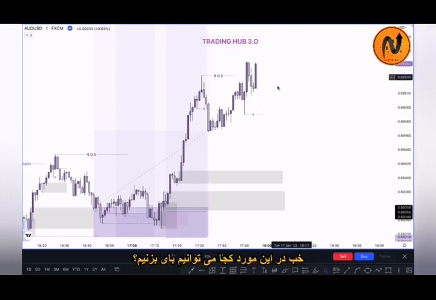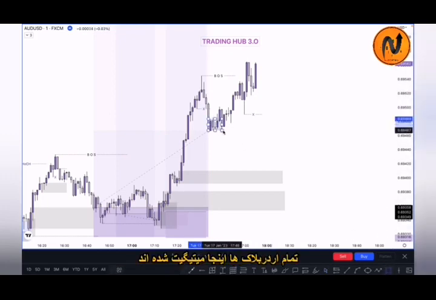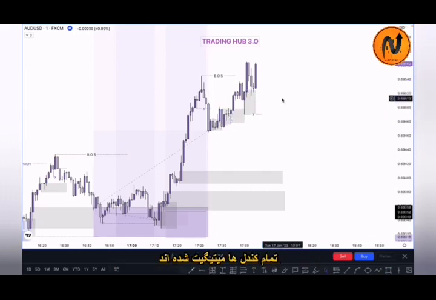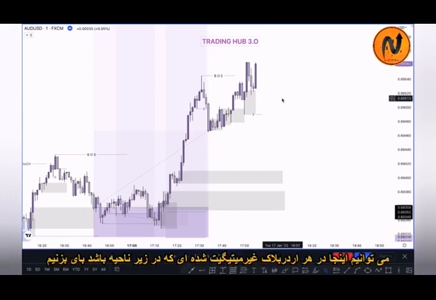So when can we buy in this case? Where is our unmitigated order block? Look at this one. Every order block is mitigated here, everything is mitigated here, right? There is no unmitigated order block. So what can we do in this case? We can buy here, just below it, if there is any unmitigated order block.